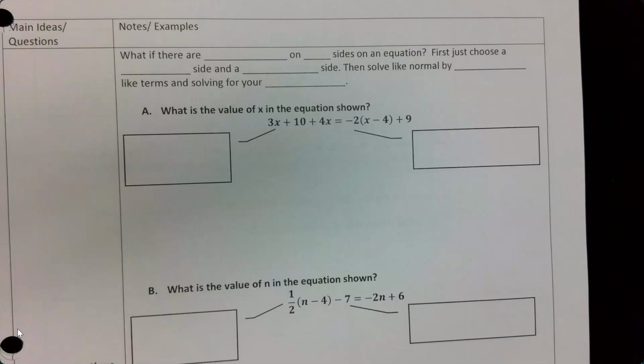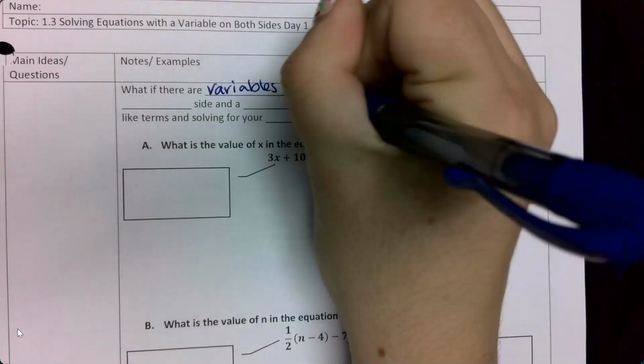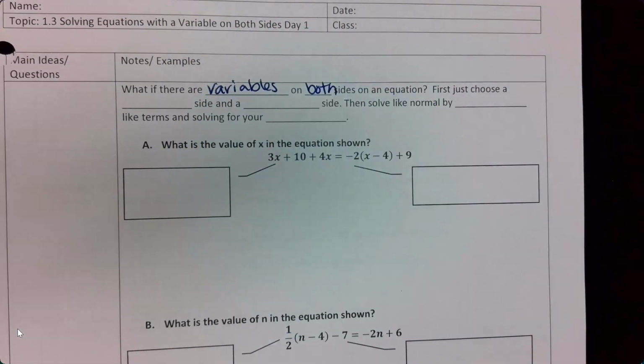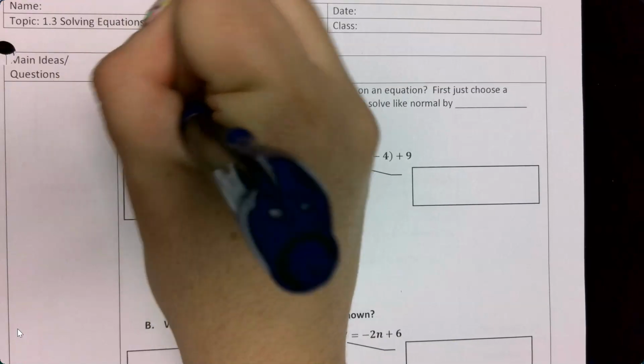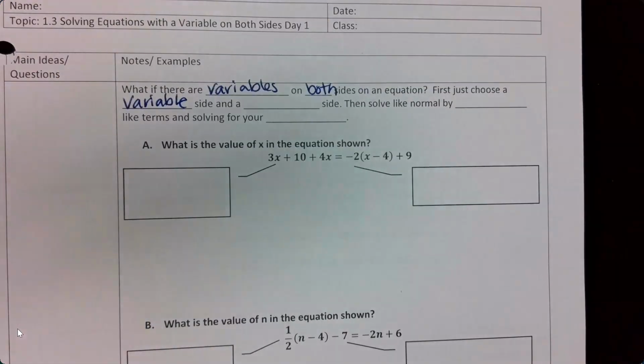So we're still solving equations today, except today our variable is going to be on both sides of the equation. When it's on both sides, I can choose which side I want to leave the variable on. And then I'm going to make sure all of my variables move to that one side.